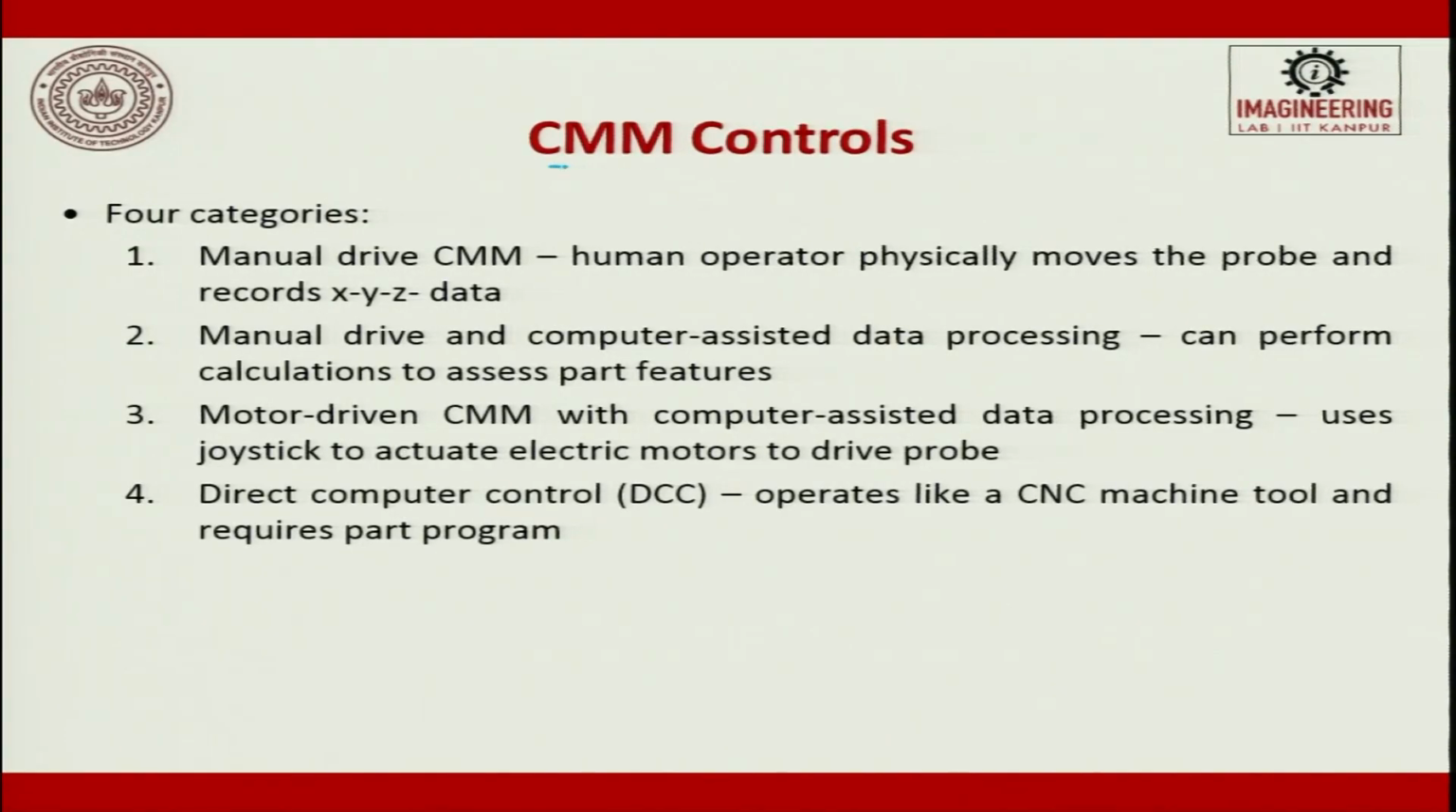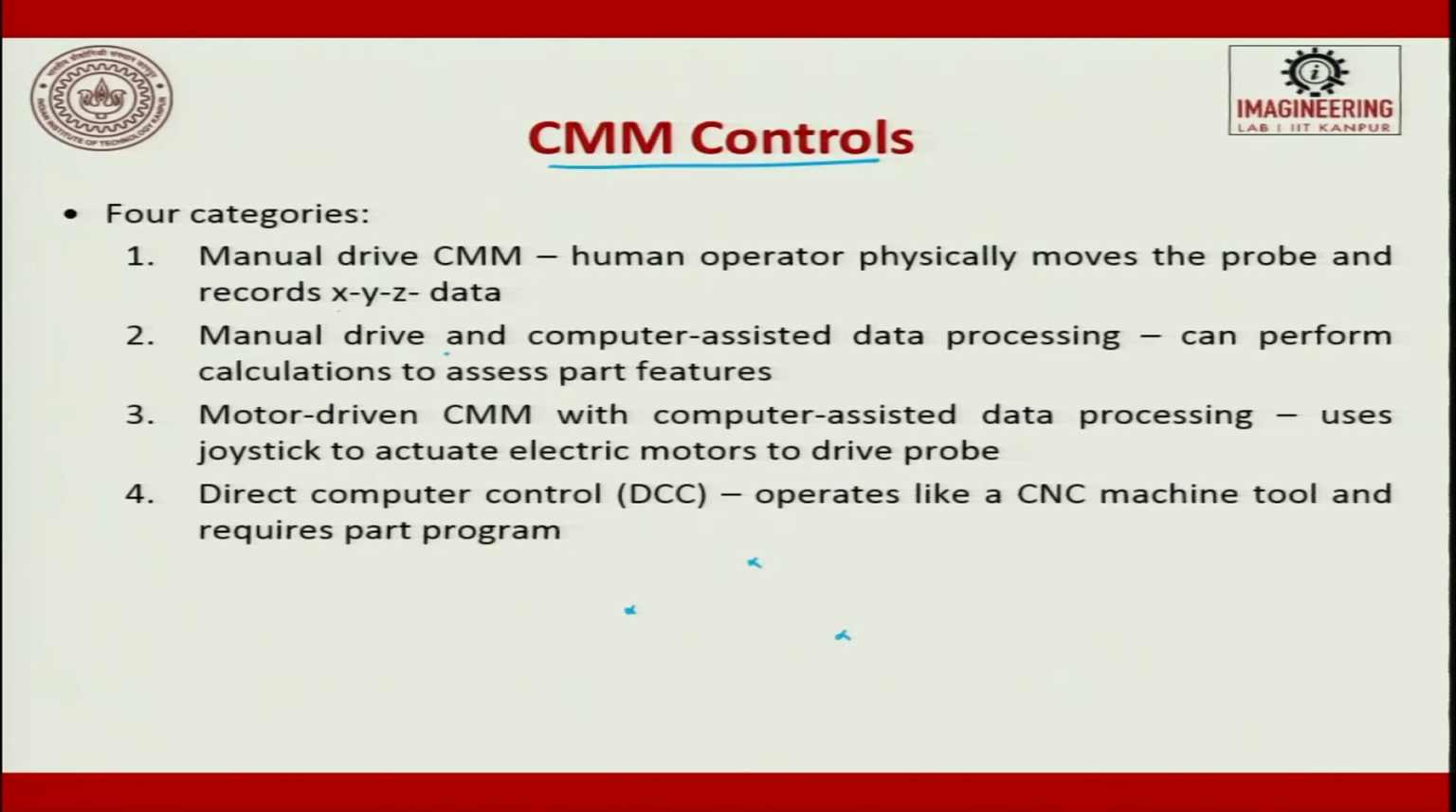So, welcome to the next topic, which is CMM controls. There are 4 different types of controls. One is manual driven CMM. The human operates, physically moves the probe and records XYZ data. For example, in that gear example, he will move to various points, touch the points and then record the data.